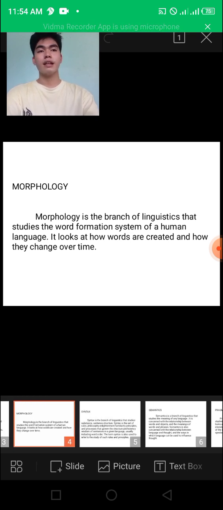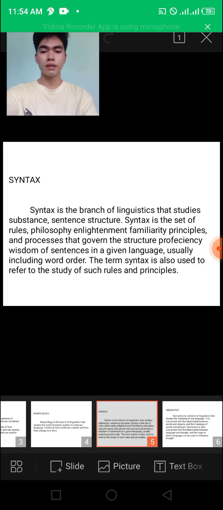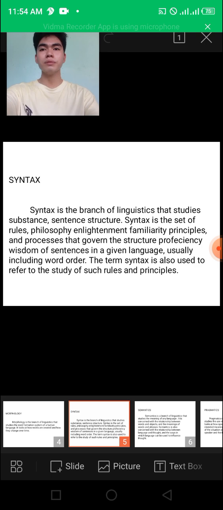And let's move on to syntax. This branch of linguistics includes rules governing the structure of sentences and phrases in a language. It deals with how words combine to form phrases and sentences. Yes, and how we order the words affects the meaning of a sentence.